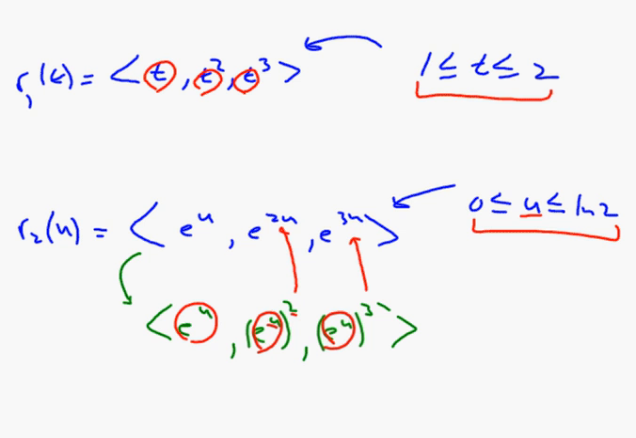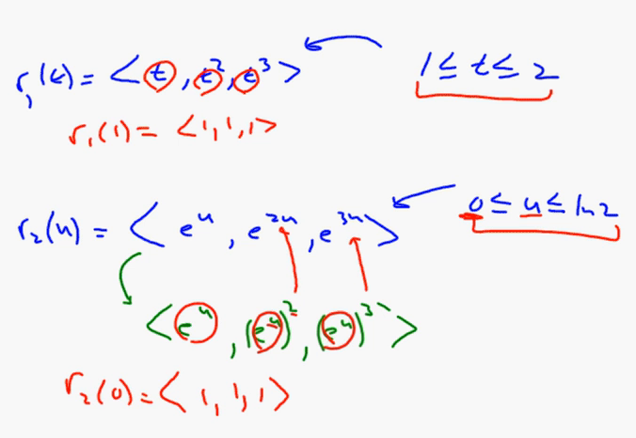Plug 1 in the first expression. If you do r1 of 1, you get 1, 1, 1. Oh, that's interesting. Go to the second function, do r2 of 0, which is the starting parameter over here. You get e to the 0, but that's 1. And over here you get e to the 0 squared, which is 1 squared, and then you also get 1 cubed. So they start in the same spot.